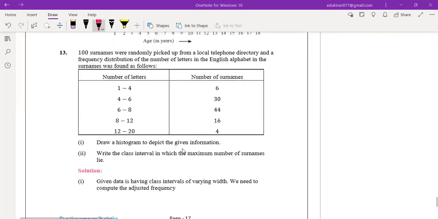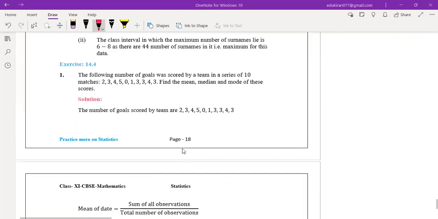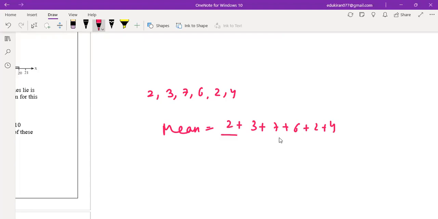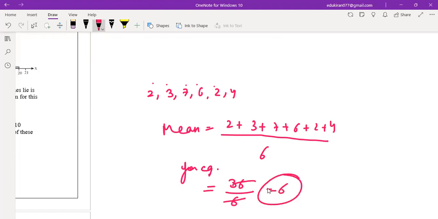Okay, same thing. Now, coming to the next one, you have to find the mean. So, I will first teach you how to calculate the mean. For example, this is a question: 2, 3, 7, 6, 2, 4. I just asked you to calculate the mean. So, mean will be the sum of all the observations. So, it will be 2 plus 3 plus 7 plus 6 plus 2 plus 4, divided by the number of observations. Like how many numbers are there? So, 1, 2, 3, 4, 5, 6. Right? So, you will add them up. For example, you got 36. So, 36 divided by 6, you got 6. Right? So, this is your mean.